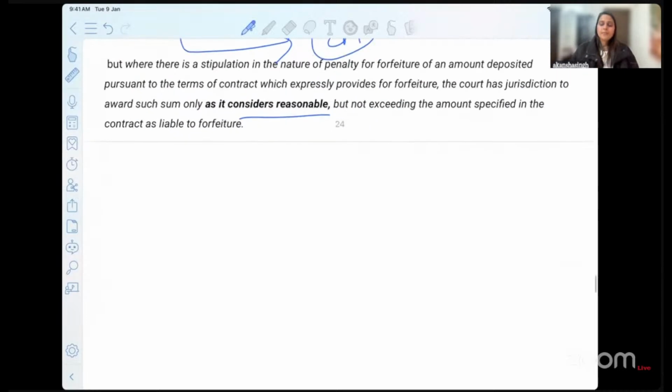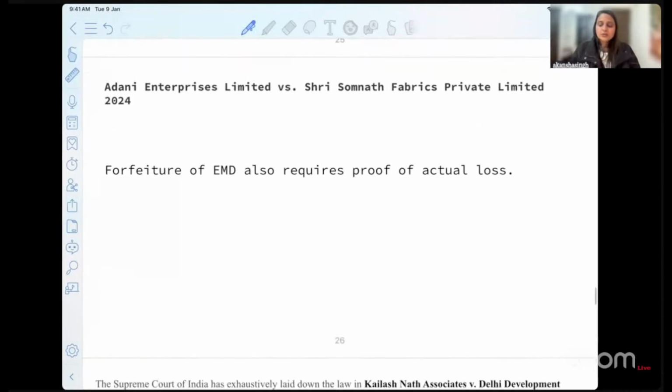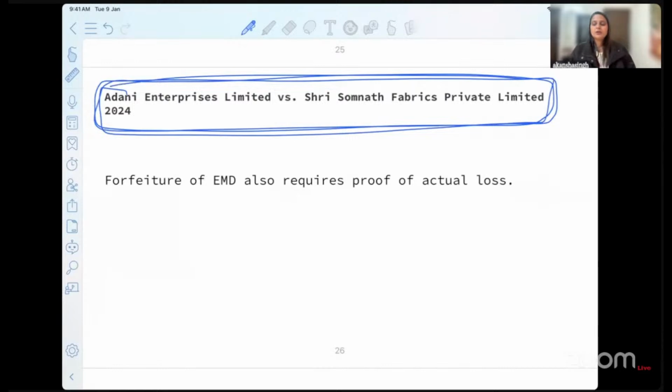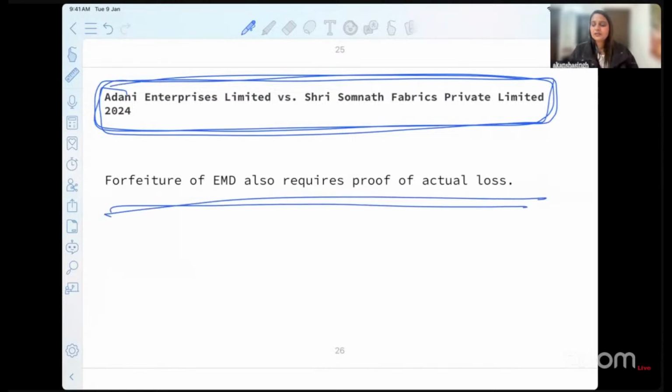Okay. Now, this is another new case law of 2024. I would request you to read this. This has come just in November, and is related to the concept of earnest money, wherein the court has again reiterated and held that you have to prove actual loss if you are interested in forfeiting the earnest money of the other party. Okay.